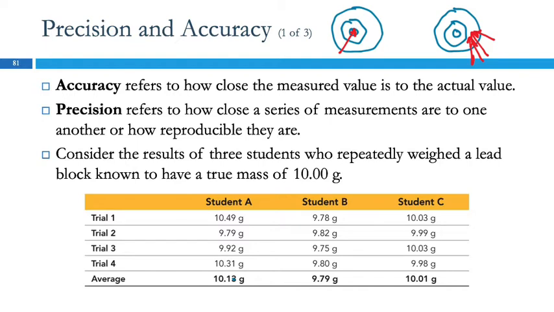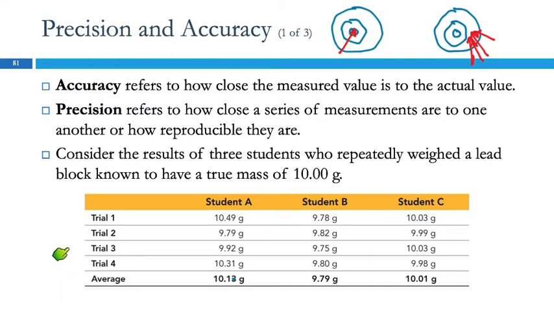But precision is how close your answers are to each other. And we can measure that with standard deviation. We'll learn that next week. Accuracy, how close is my result or my average result to the true result, and we can measure that with percent error.